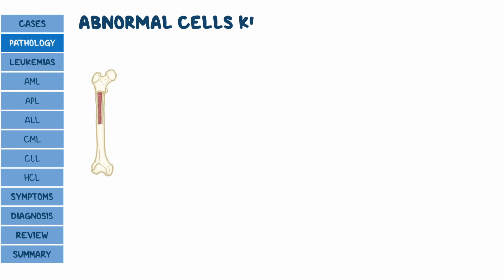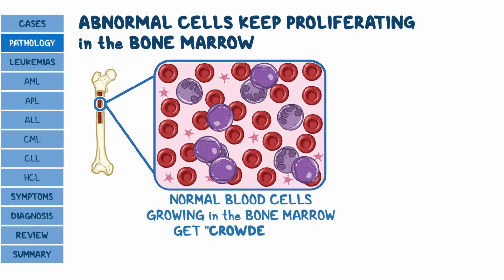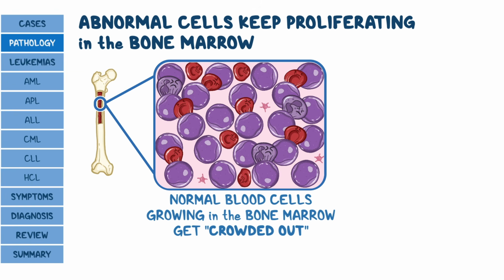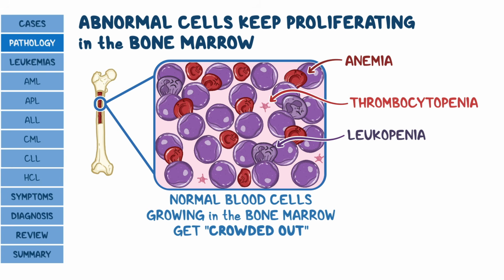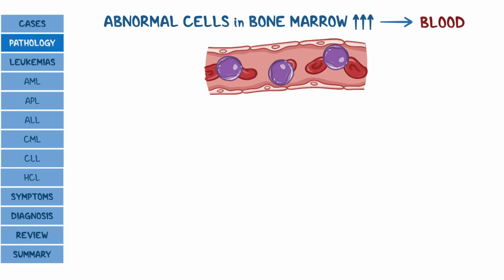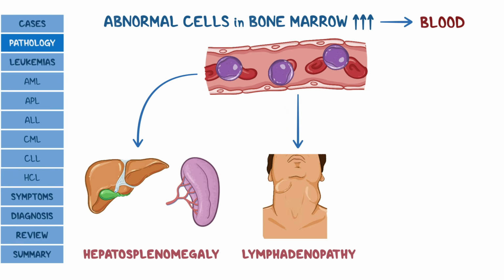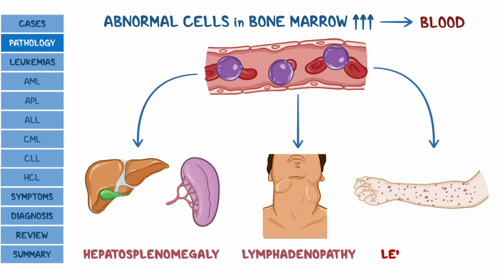As these abnormal cells keep proliferating in the bone marrow, they take up a lot of space, and this means that the other normal blood cells growing in the bone marrow get crowded out, resulting in cytopenias, including anemia, thrombocytopenia, and leukopenia. As the number of abnormal cells in the bone marrow keeps increasing, they spill out into the blood. Now, some of them can deposit in organs and tissues throughout the body, like the liver and spleen causing hepatosplenomegaly, or the lymph nodes causing lymphadenopathy, or the skin causing purple or flesh-colored plaques or nodules called leukemia cutis.